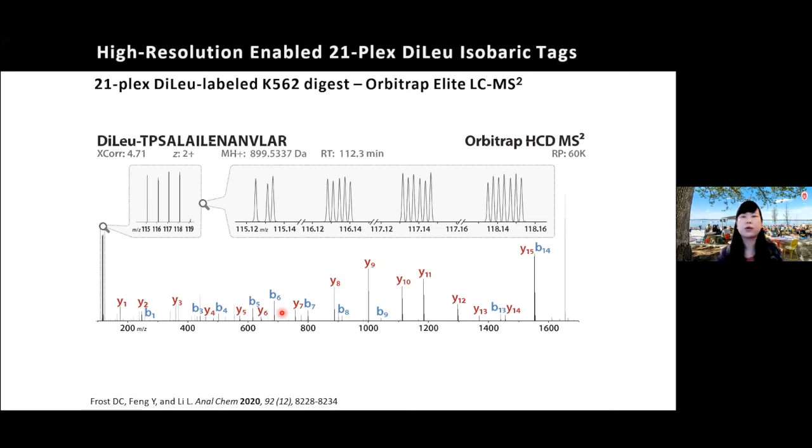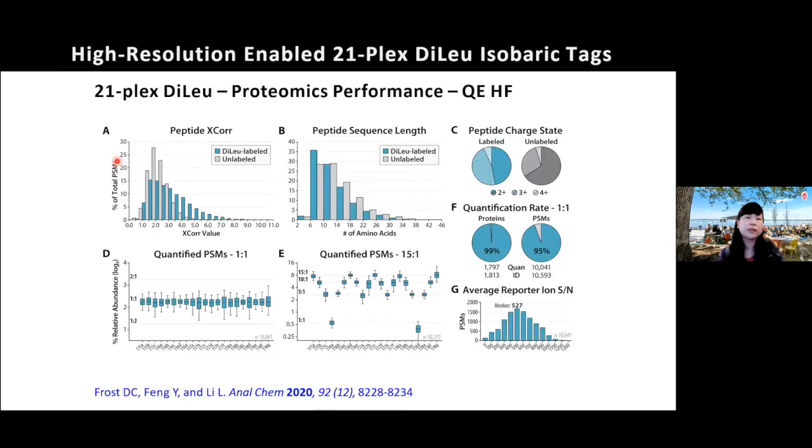Then just to show one representative tandem mass spectrum to show the quality of the data, this is taking a K562 tryptic digest. As you can see, again in the low mass region at 60,000 resolving power, we can quantify these 21 channels. Here we combine these 21 ways in 1-to-1 ratio. And again, the b and y fragment ions allow us to confidently identify this particular tryptic peptide with an XCorr value of 4.7.